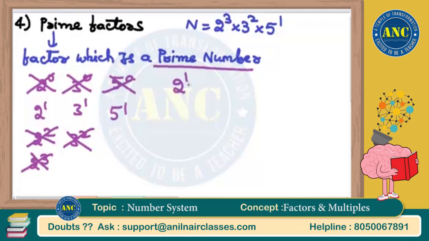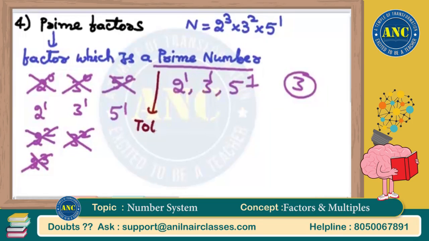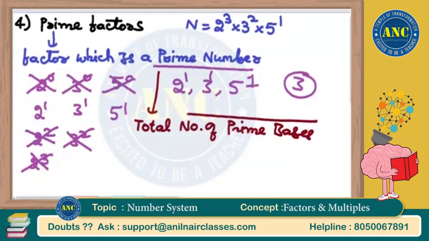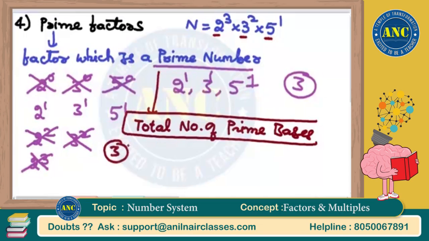So how many did we get? 2 is a prime factor. 3 is a prime factor. 5 is a prime factor. Totally how many did I get? 3. A prime factor is a factor which is a prime number. The number of prime factors is nothing but the total number of prime bases. How many prime bases are there? That many prime factors I will get. Total there are 3 prime bases, so the answer will be 3.